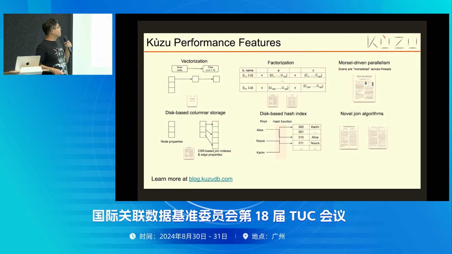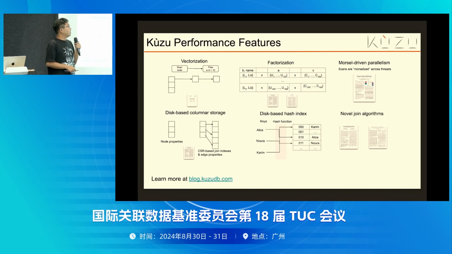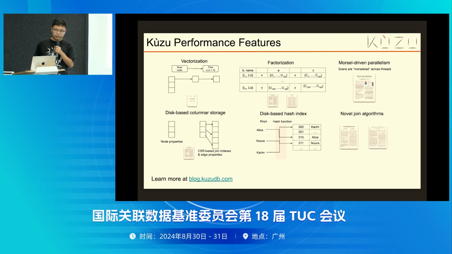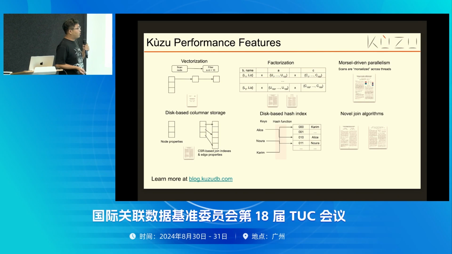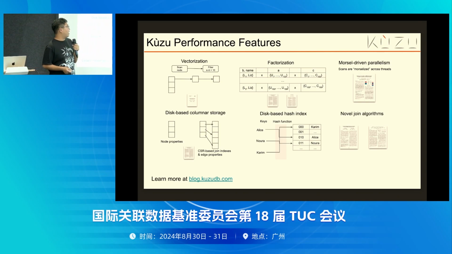On the processor side, we did both vectorized query processing and factorized query processing. For joins, we have a join operator that is able to do worst-case optimal join and also sideways information passing. Execution framework-wise, we do morsel-driven parallelism. And storage-wise, we have disk-based columnar storage and disk-based CSR and hash index.